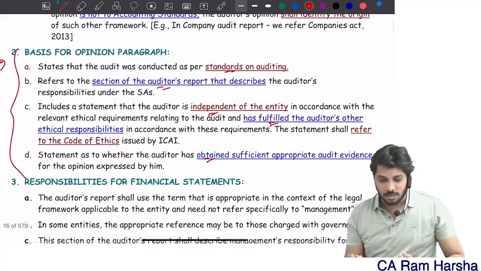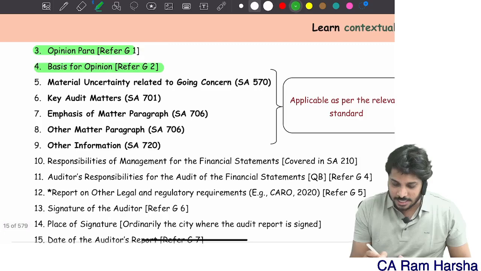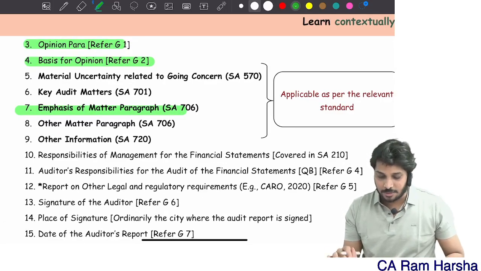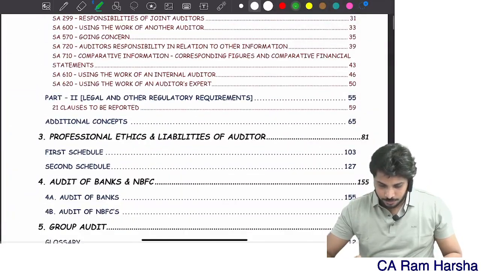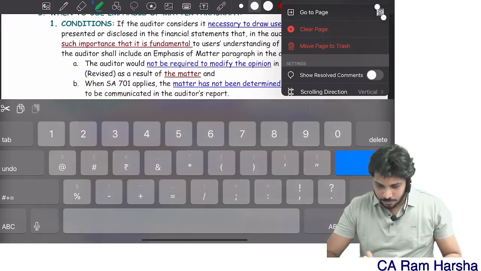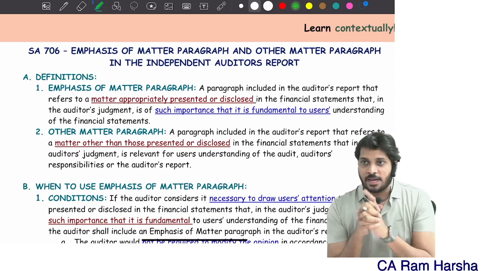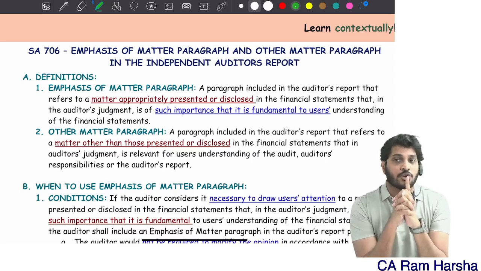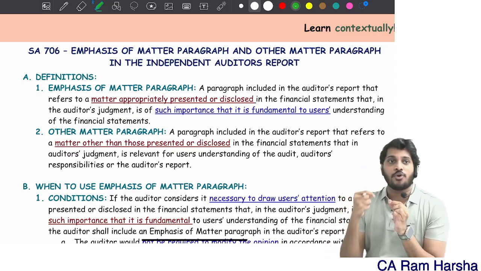Now, let's again continue with this discussion. So these elements we have completed. Now let's cover the next element, that is emphasis of matter paragraph. So 706. Right now what we have discussed is 700, forming of an opinion and reporting on financial statements.